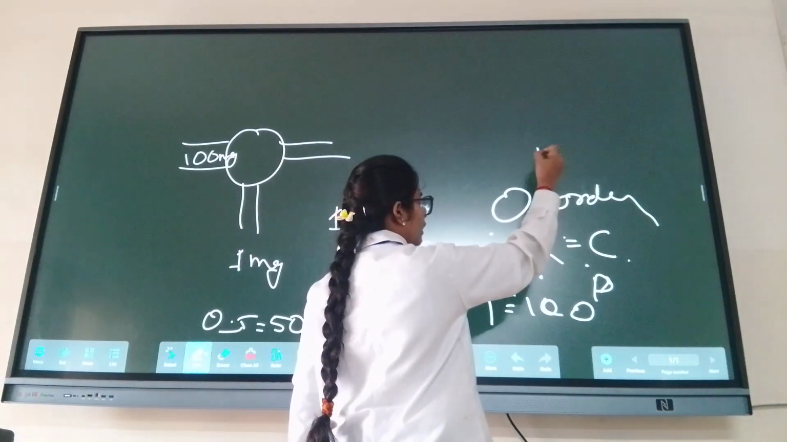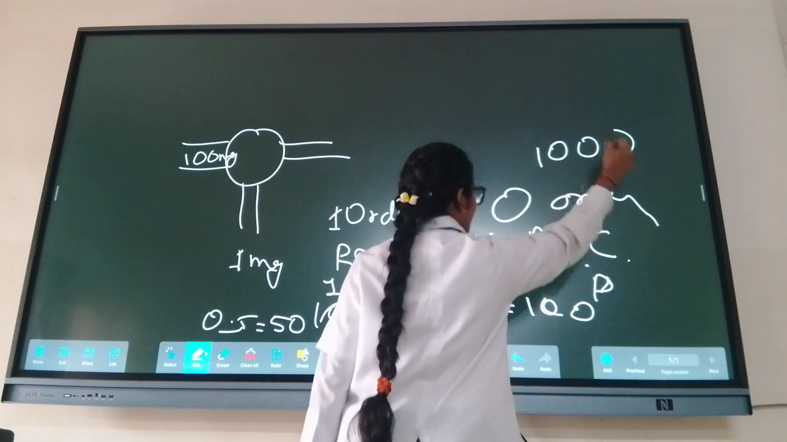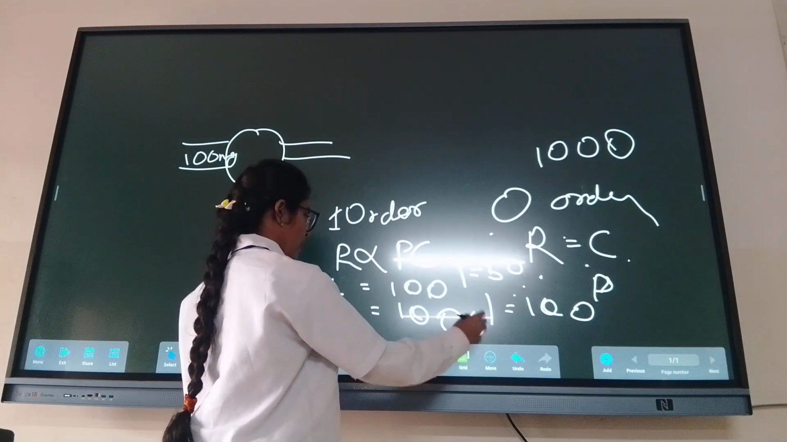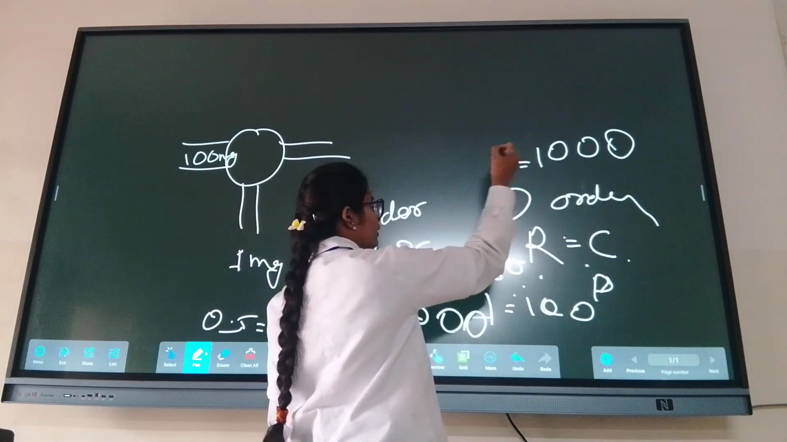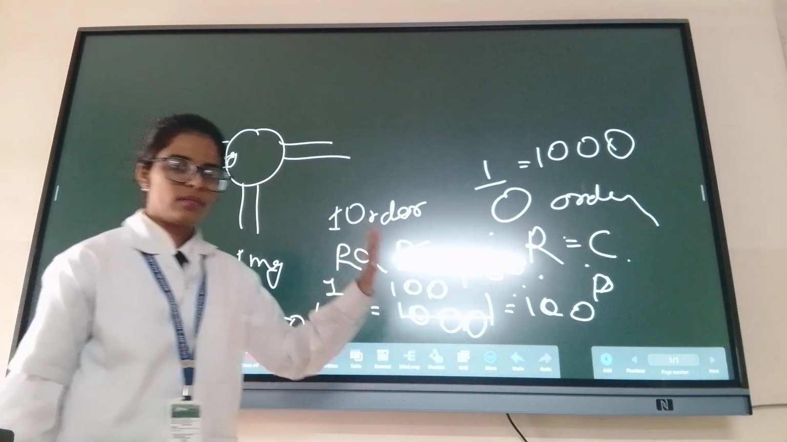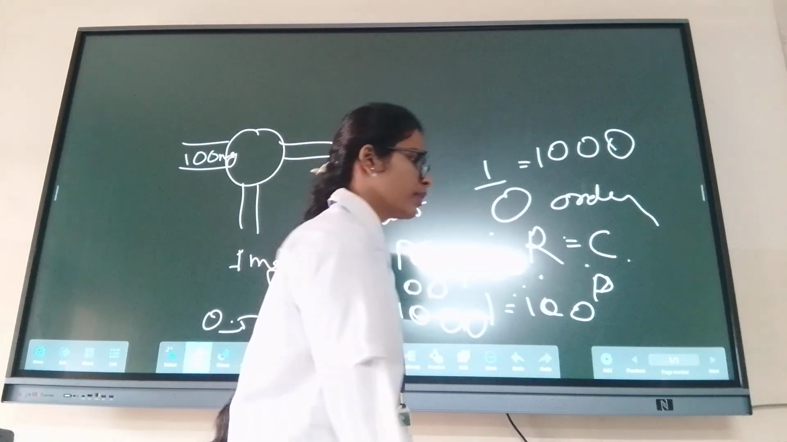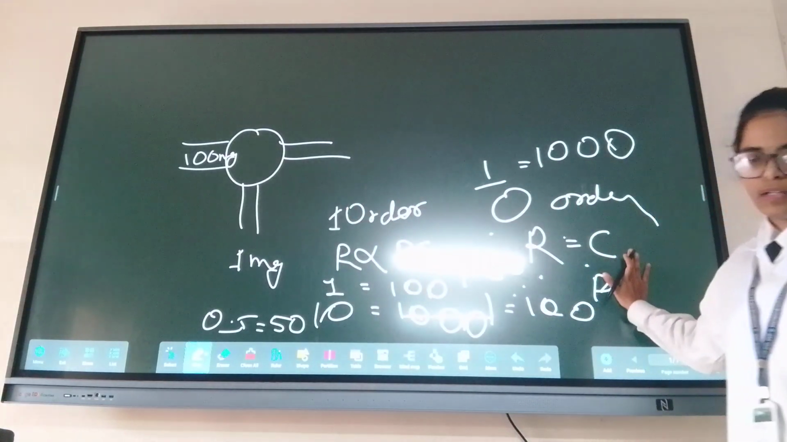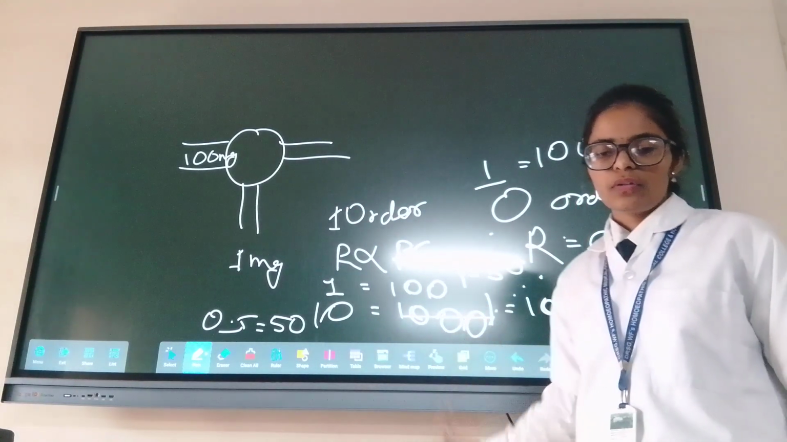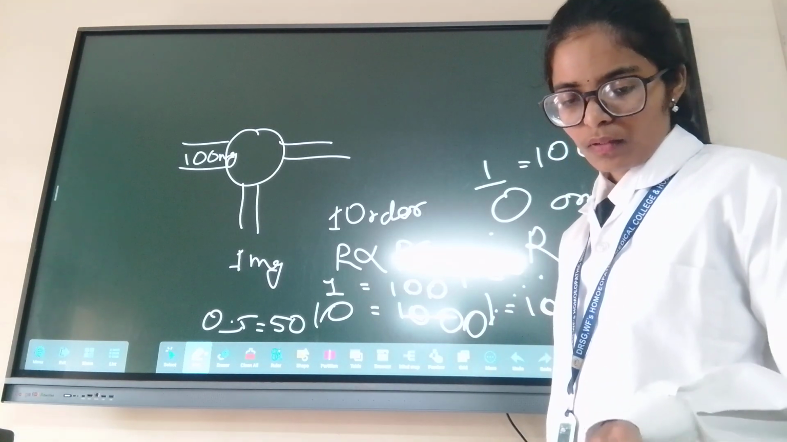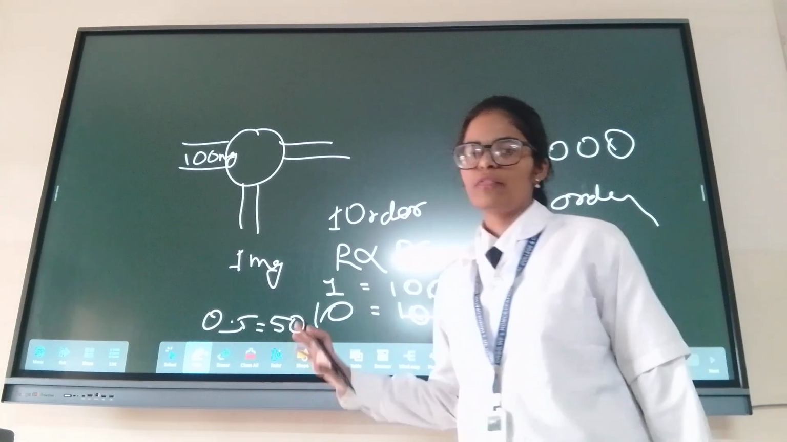If we increase it to 1000 plasma concentration, then rate of elimination is also 1. Okay, rate of elimination will be constant. Some drugs are excreted through first order kinetics, some drugs are excreted through zero order kinetics. This is all about pharmacokinetics.